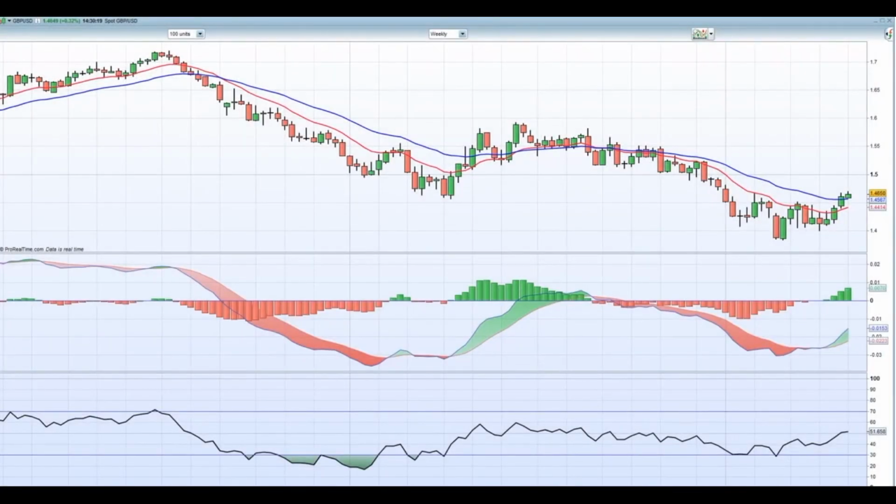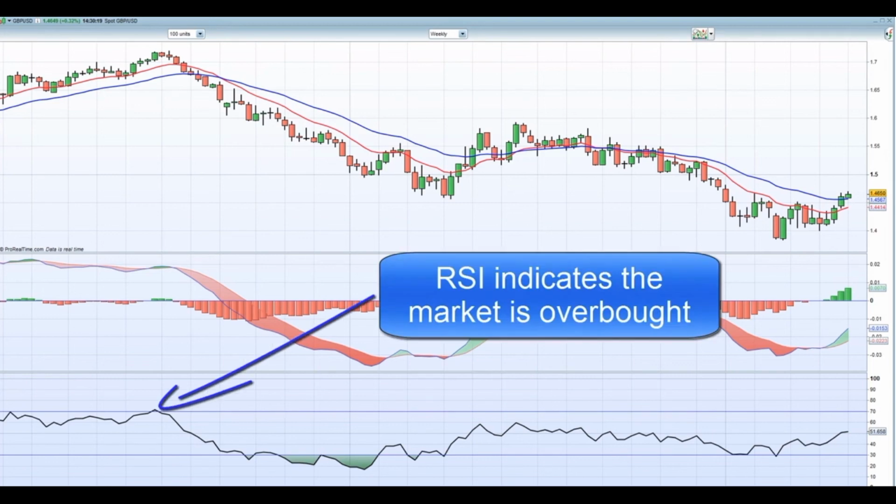Indicator 5, Confluence. The last indicator isn't a new one, it's indicator confluence, which means to use multiple indicators and their signals to take a trade. Here we have the RSI and MACD we looked at. We have the RSI moving into overbought territory here. Remember that indicates the market will reverse.